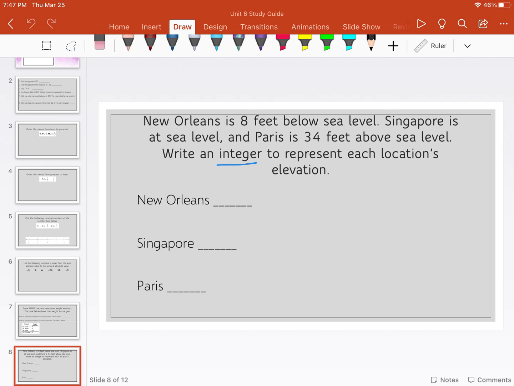So New Orleans, it says it's below sea level, 8 feet, so that's going to be -8. Singapore is at sea level. Sea level is 0 feet. And then finally, Paris, that is 34 feet above sea level, so that would just be +34.